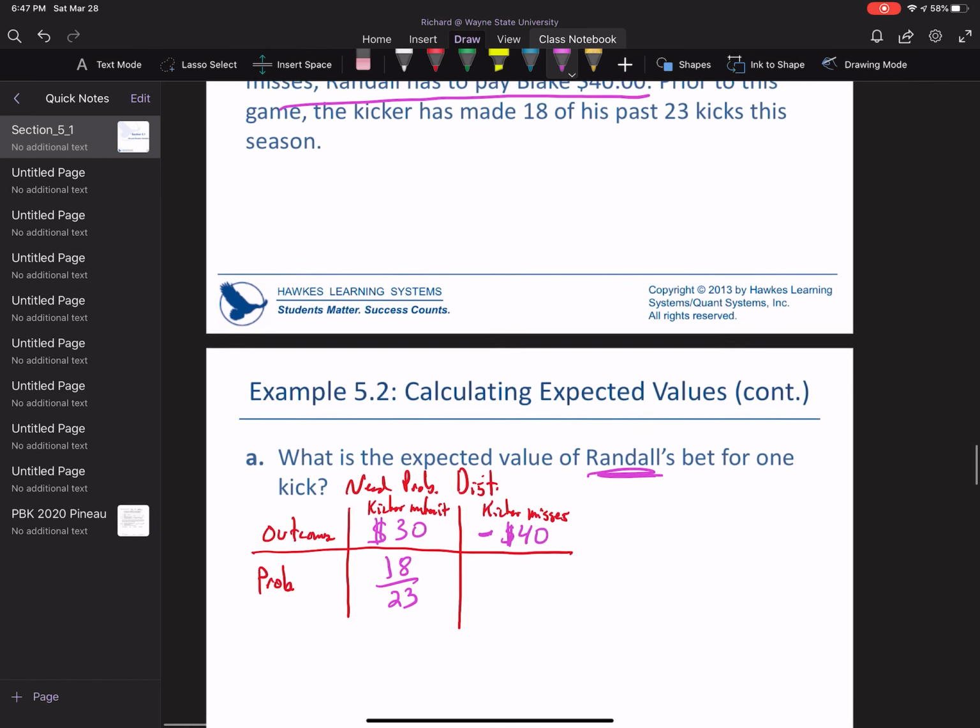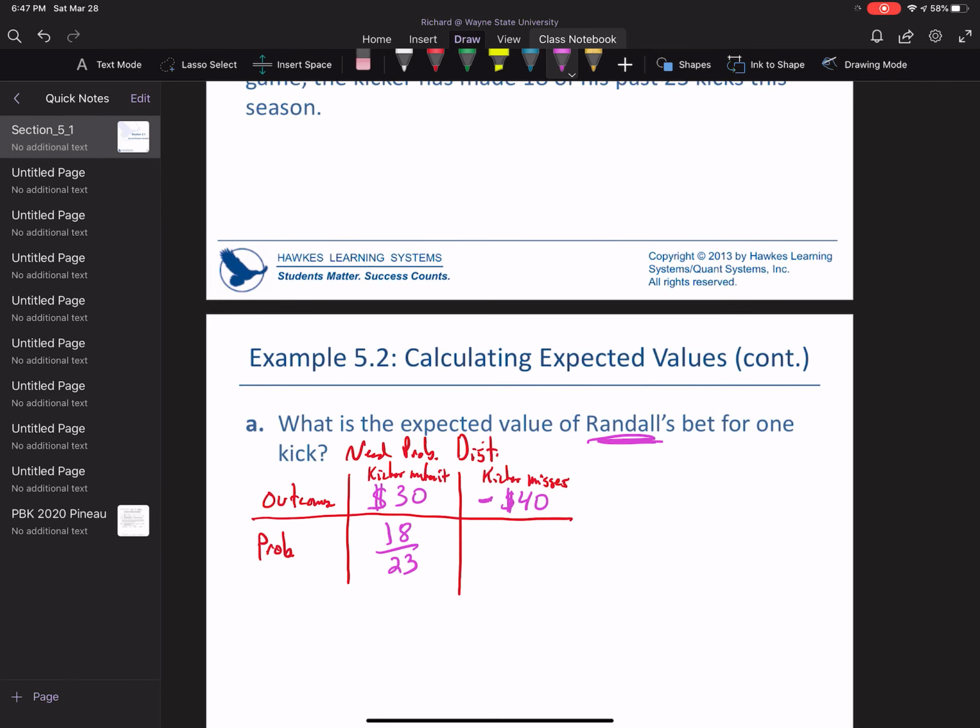Now the question is, what's the probability that the kicker misses it? Well, here's the cool thing. We know that the sum of these probabilities has to be 1, right? So there are only 2 outcomes here. So if I take 1 minus 18 over 23, that's going to give me the missing probability of 5 over 23. Nice and easy.